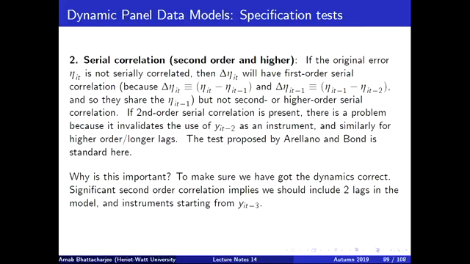Here this will have first order autocorrelation but not second order autocorrelation. If second order autocorrelation is present, of course it invalidates the use of this. But if you had multiple lags in your model, then higher order autocorrelations need to be tested as well. Okay.